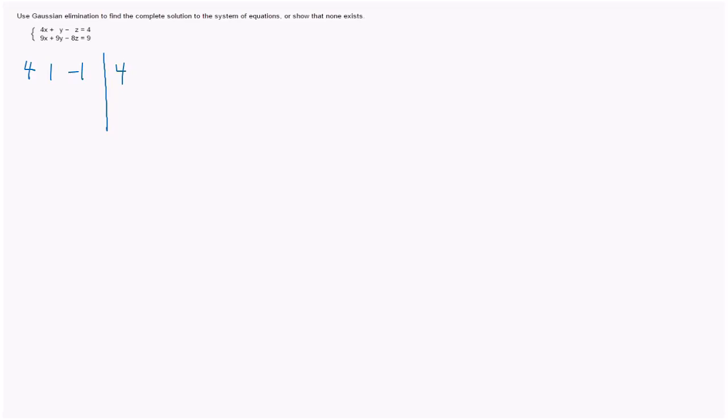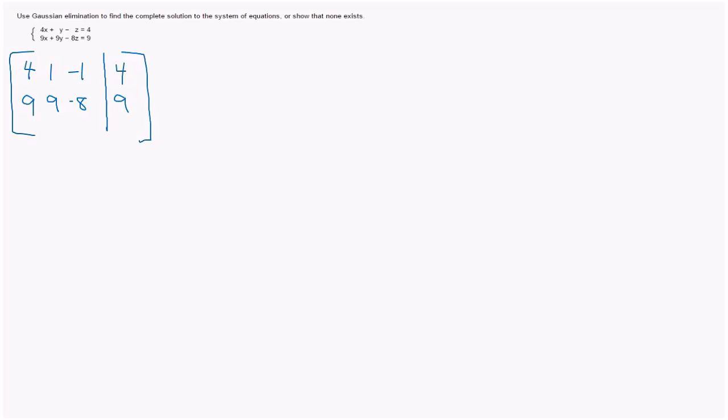And then my second row is going to be this second equation. So my coefficient of x is 9, coefficient of y is 9, coefficient of z is negative 8, and then that is going to be my constant. So we're missing that whole third row, and what that could mean is that that's going to be our z value. So z might be equal to any real number.